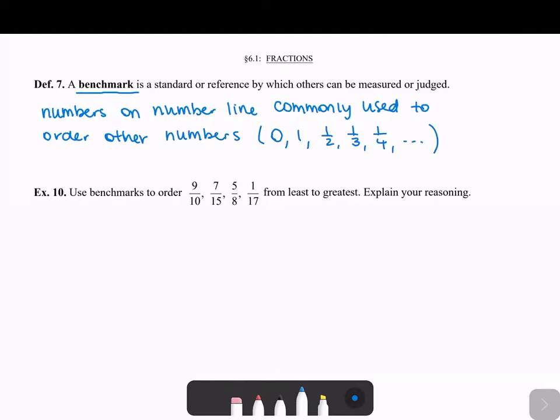So benchmarks, this isn't a fixed list. These are just the most common ones we use. We compare how close numbers are to 0, how close numbers are to 1, how close they are to 1/2, just because those are easy to see. These are easy values to see how other numbers compare to them.